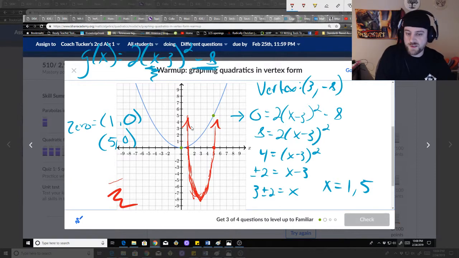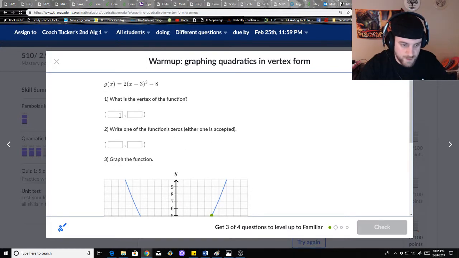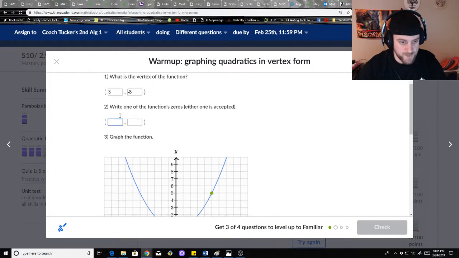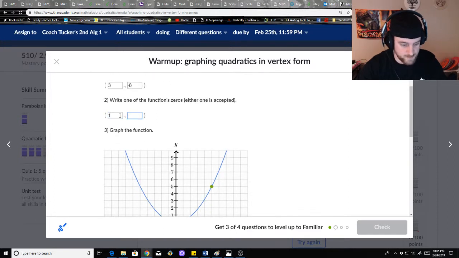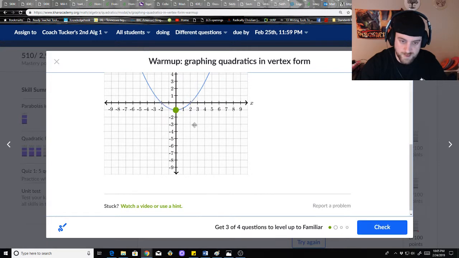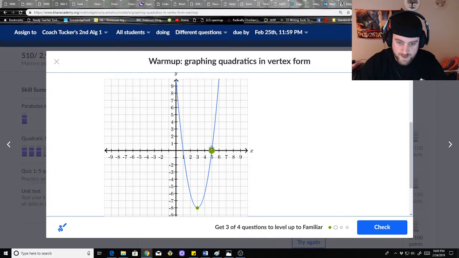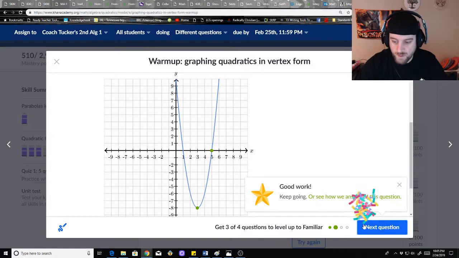But there's the parabola. So when we graph this, we'll bring this bad boy there. Bring that guy down. So let's go and type our answers in. The vertex is 3, negative 8. Write 1 for the zeros, 0. And then graph the function. Graph its vertex first at 3, negative 8. The other one, put the 0 at 5, and voila.